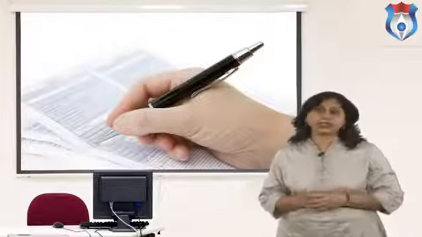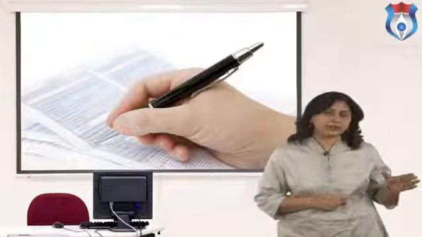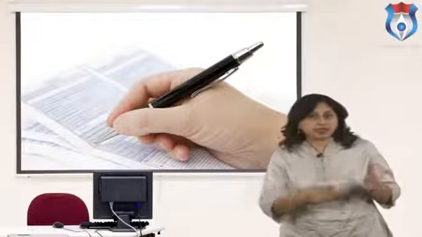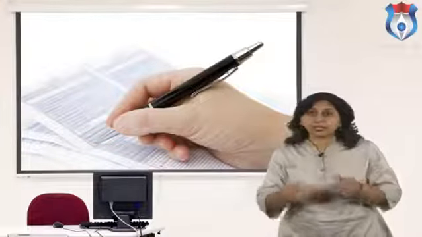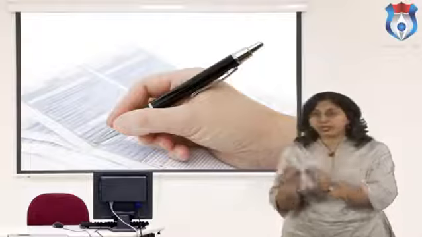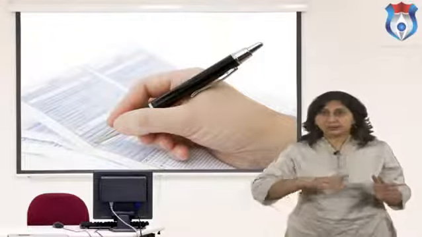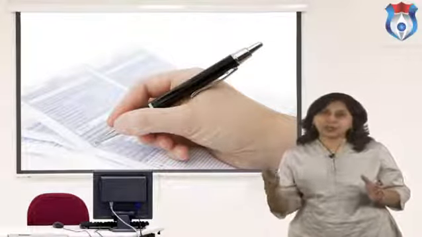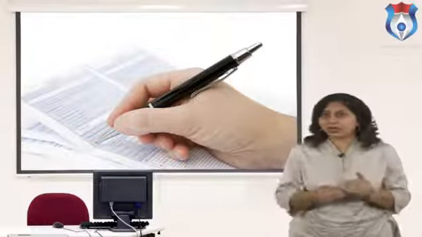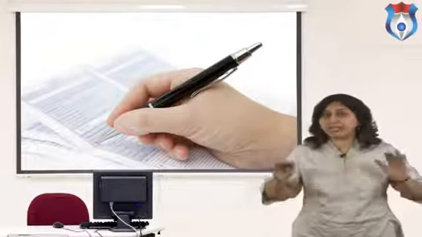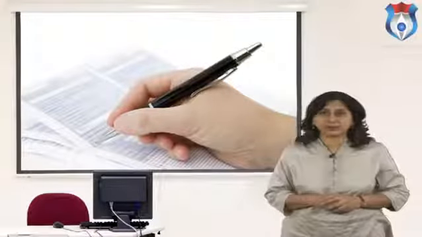Stipulation by the originator. Where the originator has stipulated that the electronic record shall be binding only on receipt of an acknowledgement of such electronic record by him, then unless acknowledgement has been so received, the electronic record shall be deemed to have been never sent by the originator.